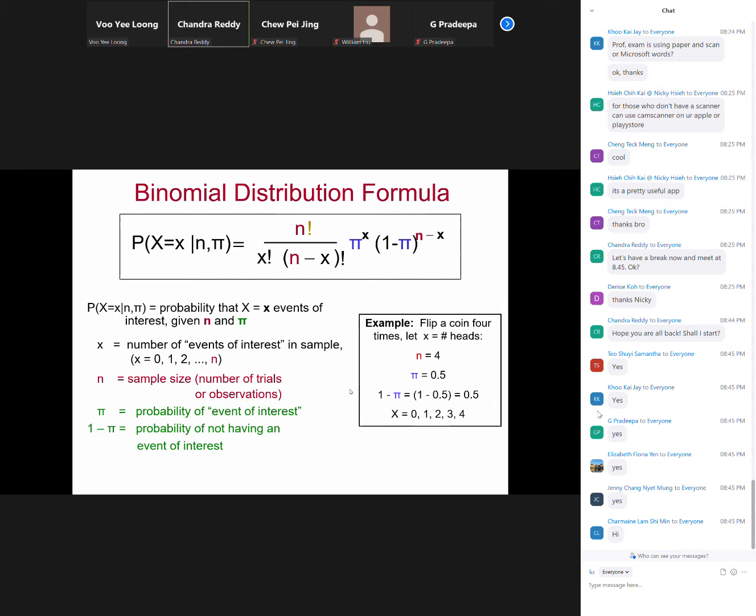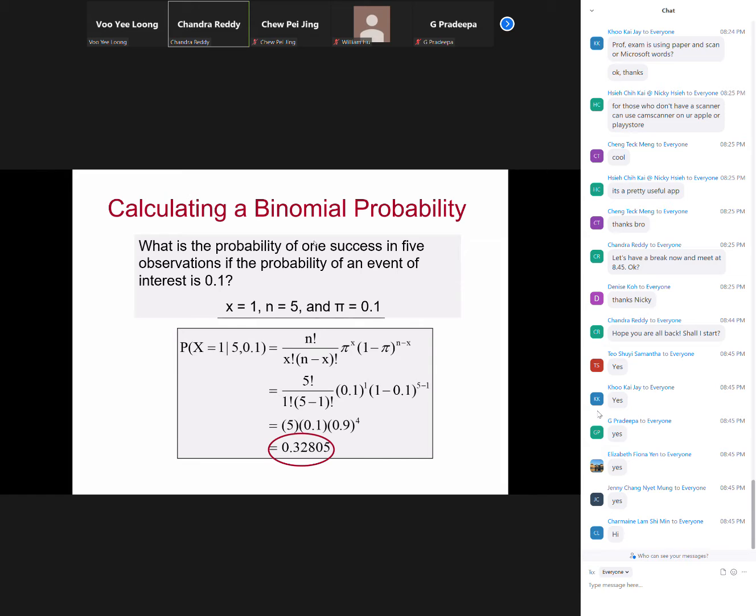Now let us look into how we calculate the binomial probability distribution. Let us read the problem. What is the probability of 1 success in 5 observations? So n is equal to 5, and X is 1. In 5 observations, the probability of an event of interest is 0.1. So pi, the probability of this event, is given as 0.1. We are calculating the binomial probability for x equal to 1, given the sample size n equal to 5 and the probability pi equal to 0.1.